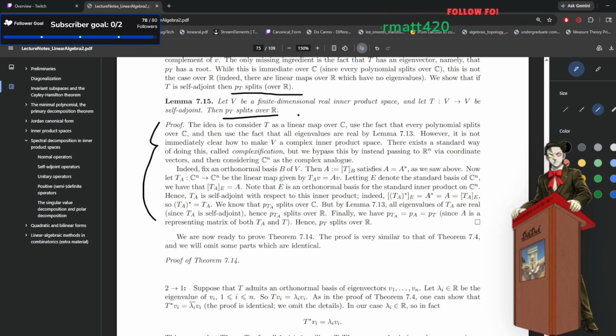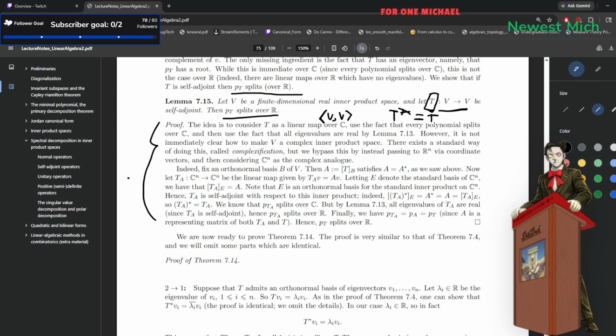Now, before we go over the proof, we're going to slightly better understand what's going on. V is a finite dimensional real inner product space, so that means any input is going to be composed of reals, and let T of V to V, this linear transformation which we're working with, be self-adjoint. Then PT splits over R. Again, being self-adjoint is T star is equal to T. Let's continue. The proof goes like this.